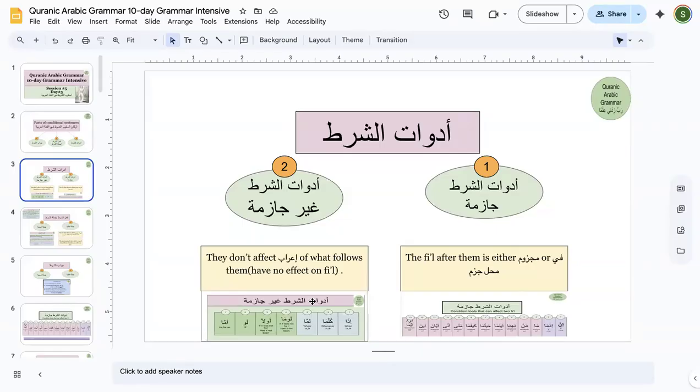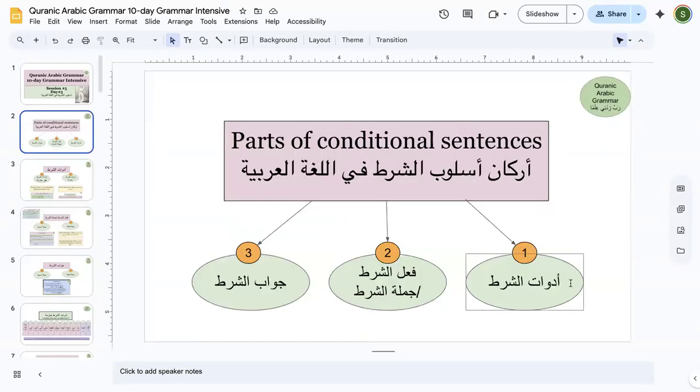They are not going to make the mudari majzoom. Type 1, if you are with me, they are not going to change the status of any fail after them. They don't affect the status of fail per se. Just understand it like that. Okay, so this was your adwatu shart. Then comes, this was the first part.